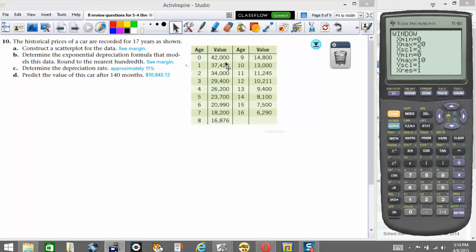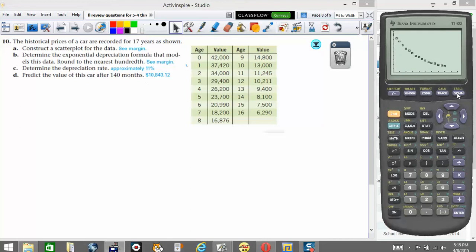So what's the maximum value? Let's go 45,000, a little bit above our maximum value. And we'll go 4,500 for the scale. Okay. All right. And we've got our plots on. So if we graph this, that should be what our graph will look like.